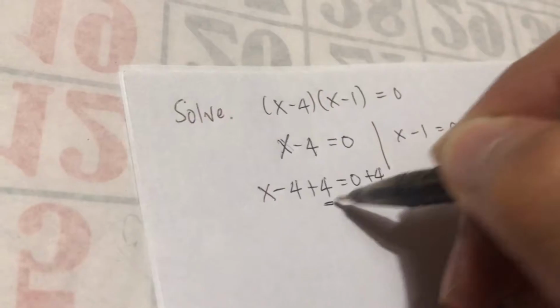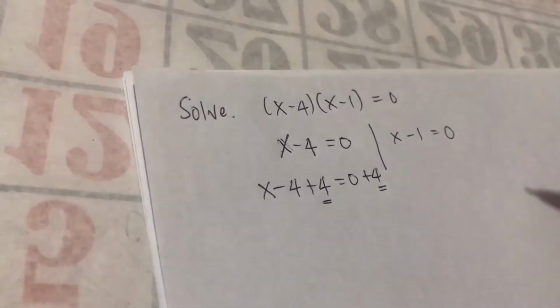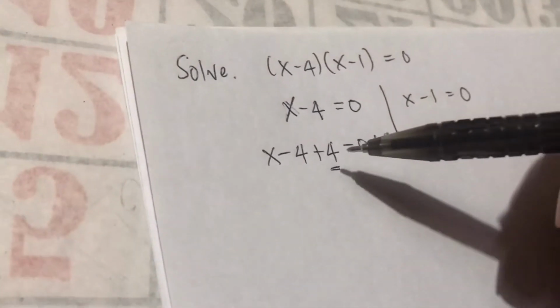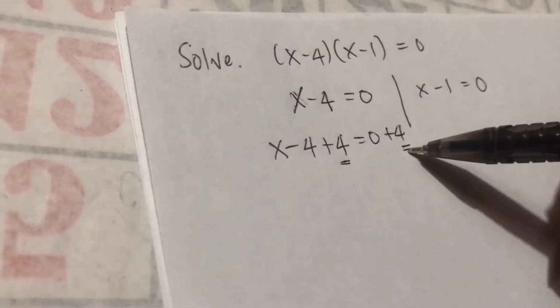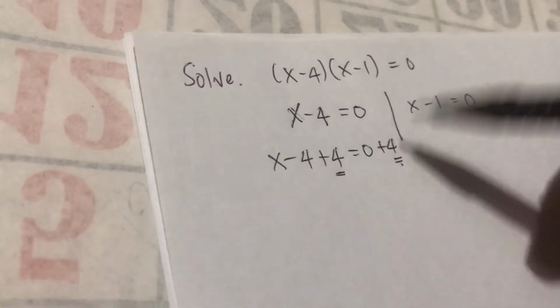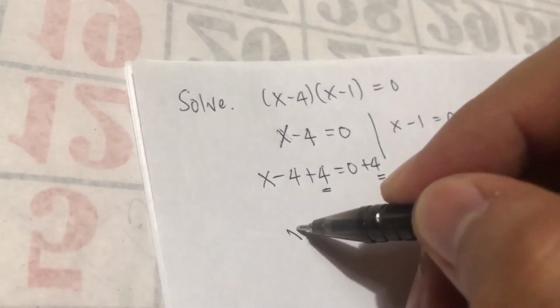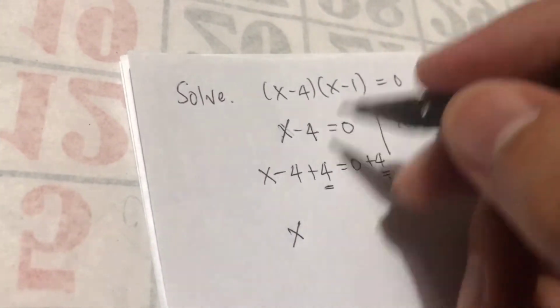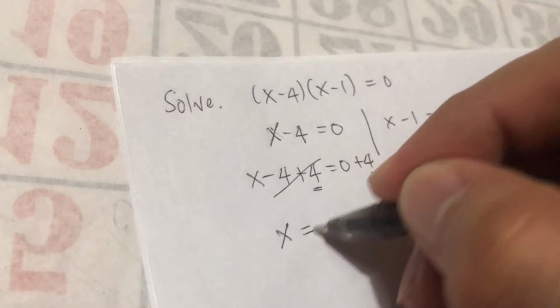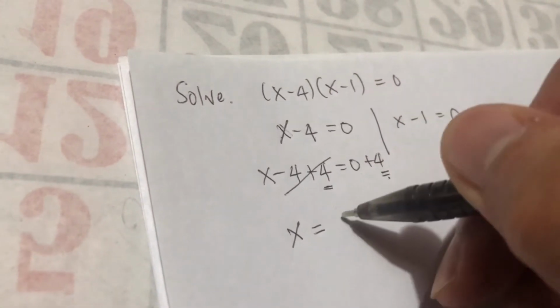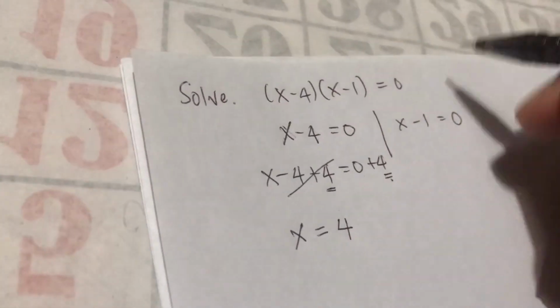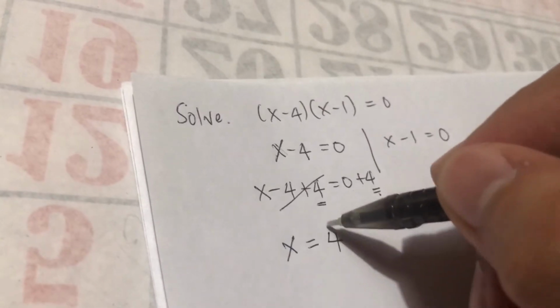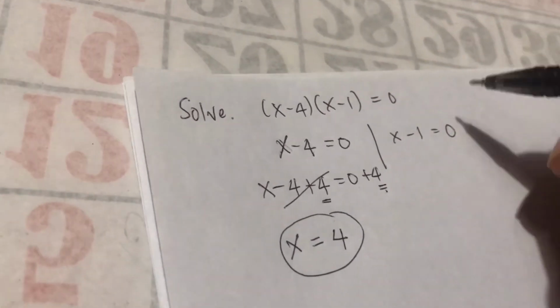Ito, nag-apply lang tayo ng addition property of equality dyan. Balance. Nag-add ako ng 4 dito, nag-add din ako ng 4 dyan. So, okay lang yan. And then, the next thing we're going to do is to simplify. Negative 4 plus 4 that is equal to 0, is equal to 0 plus 4 that is equal to 4. Yan. So, this is isang root natin na yan.